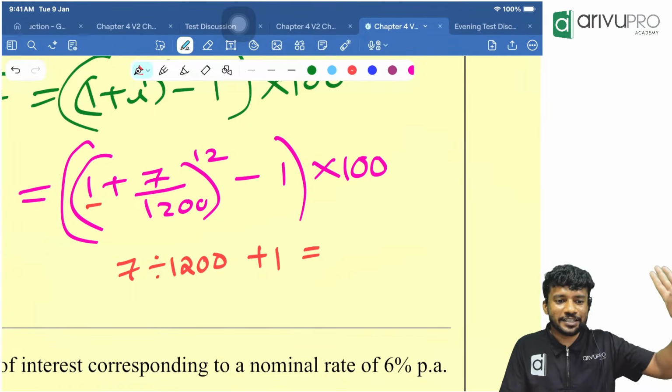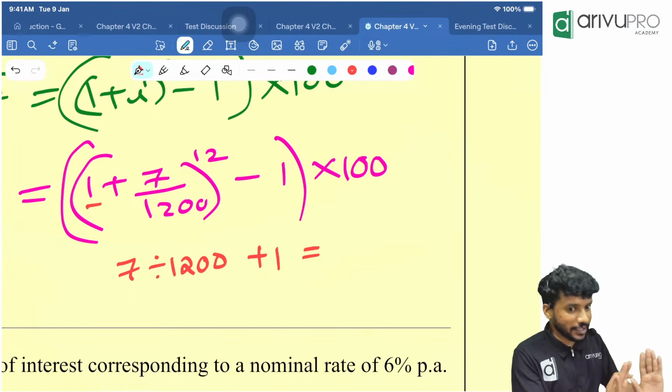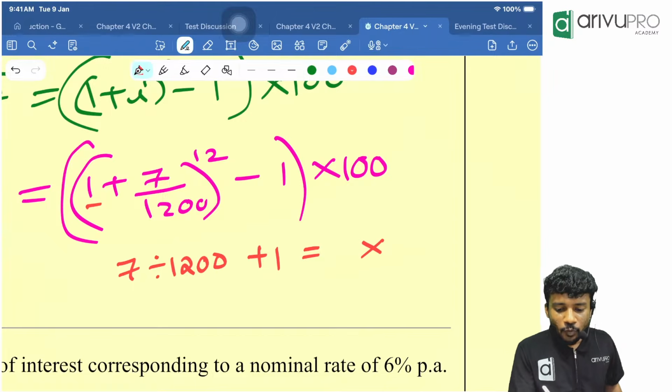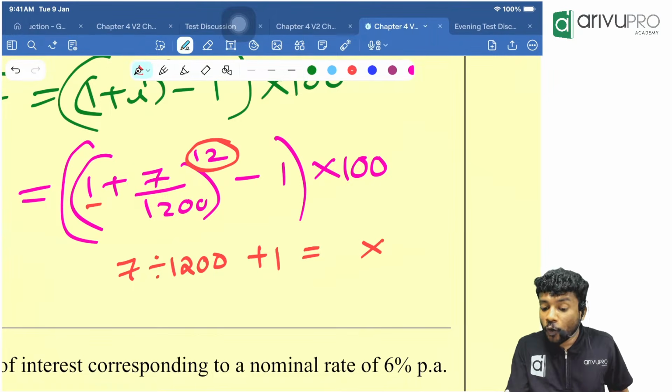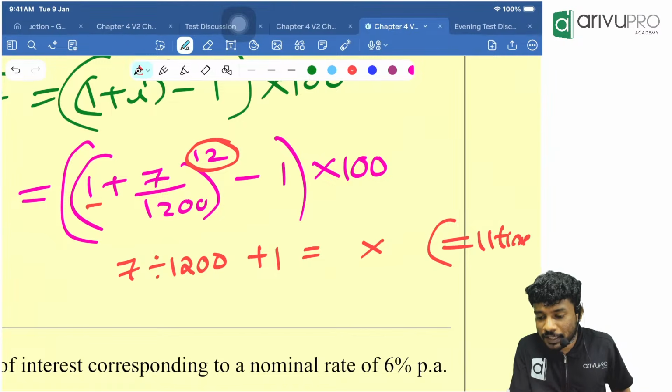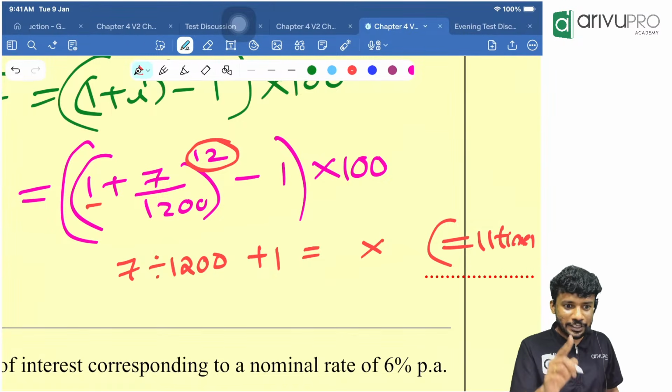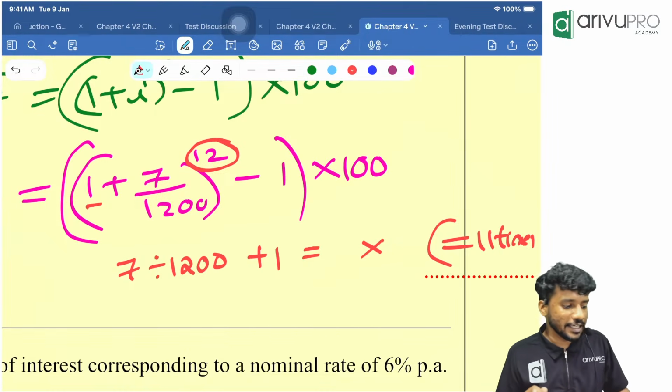1.0058. Some value is there. Don't approximate it. Let it be there. Then into. What is the power? 12. How many times will I click equal to? 11 times I will separately click equal to, not into equal to, just equal to, because it is the power. 11 times I will click equal to.